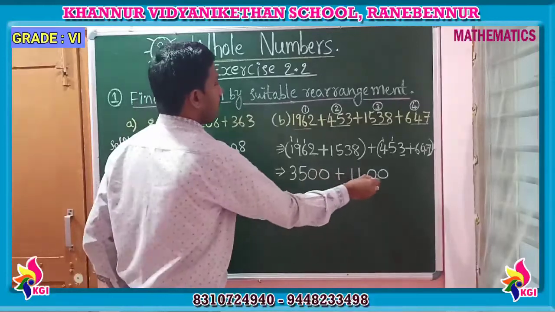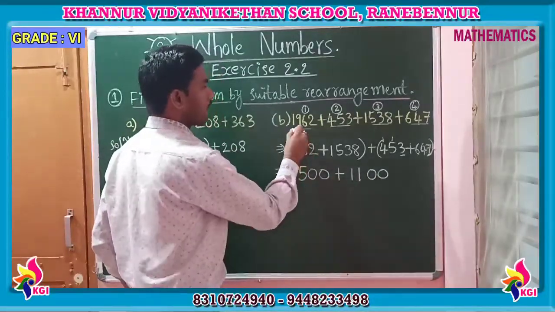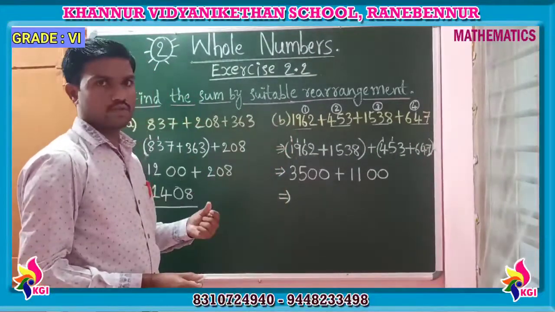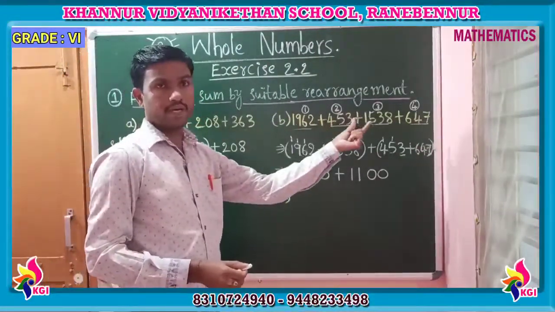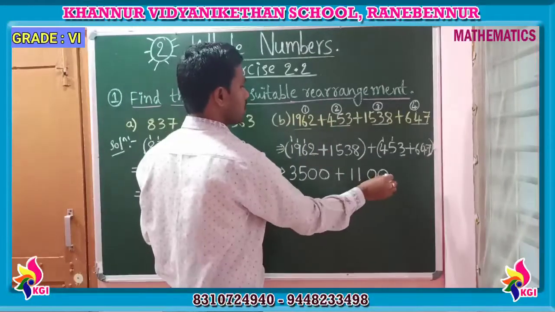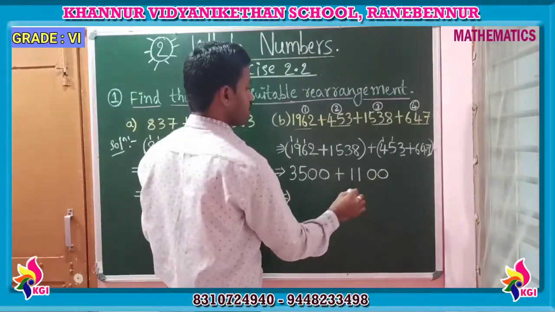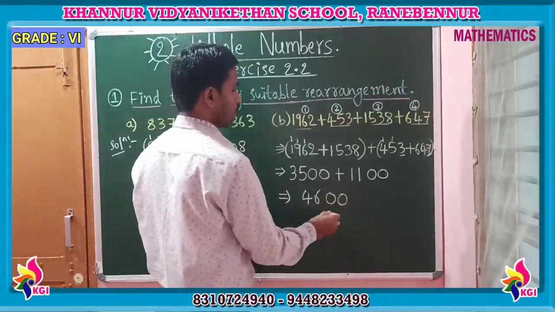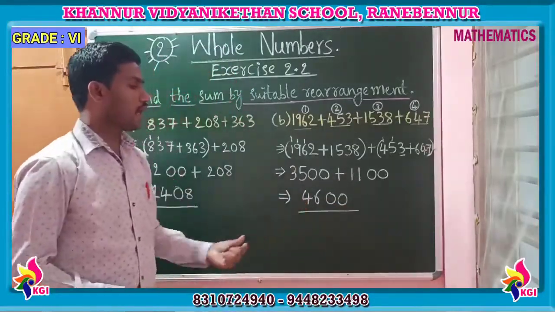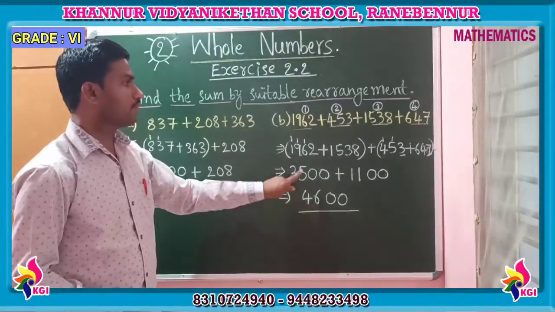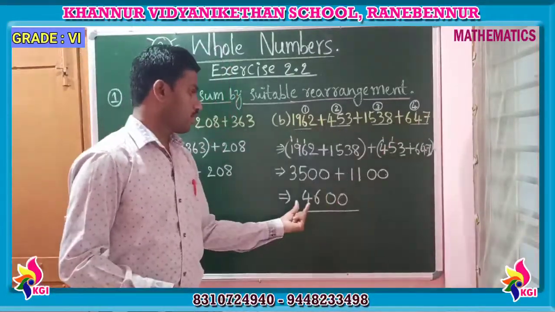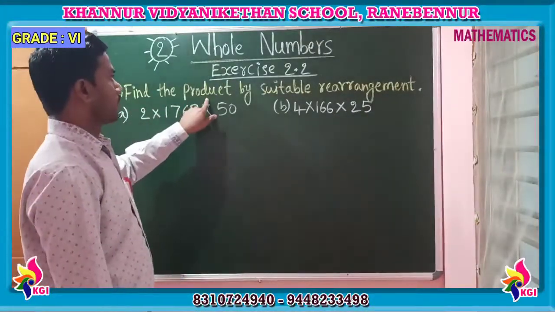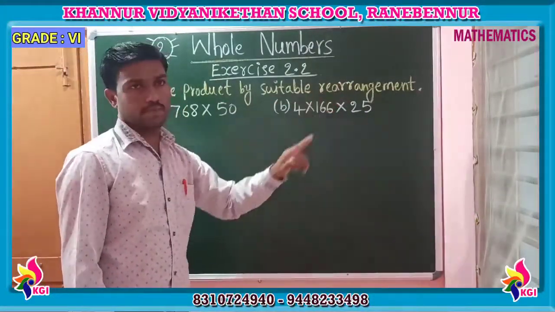Now we can add these two numbers and we will get the sum of the total. 0 plus 0 is 0, 0 plus 0 is 0, 5 plus 1 is 6, 3 plus 1 is 4. So my dear children, this is the sum of these four numbers, 4600. In the second one, find the product by suitable rearrangement.